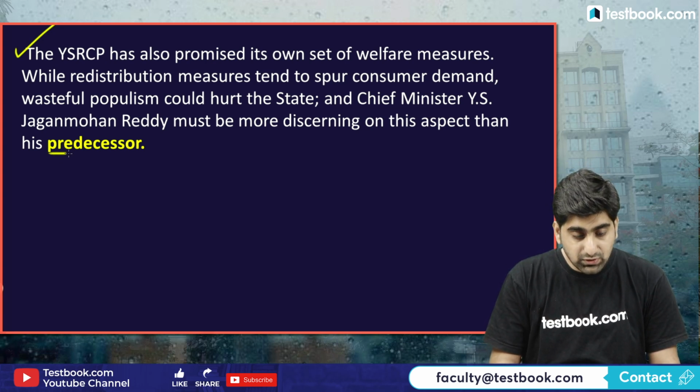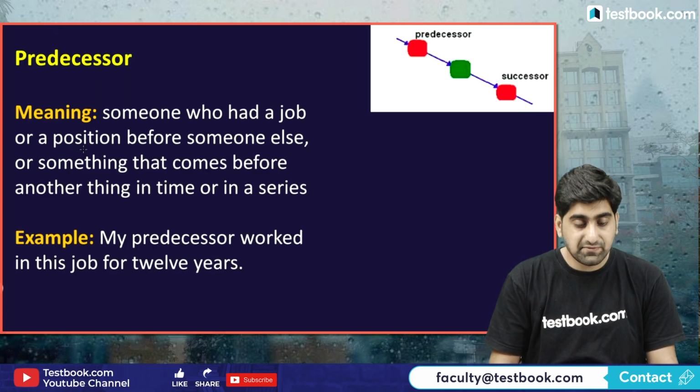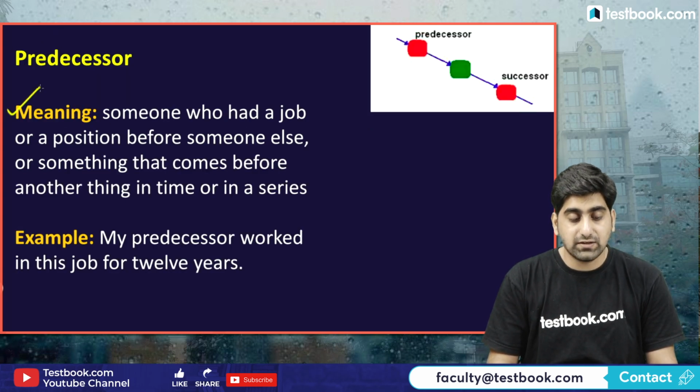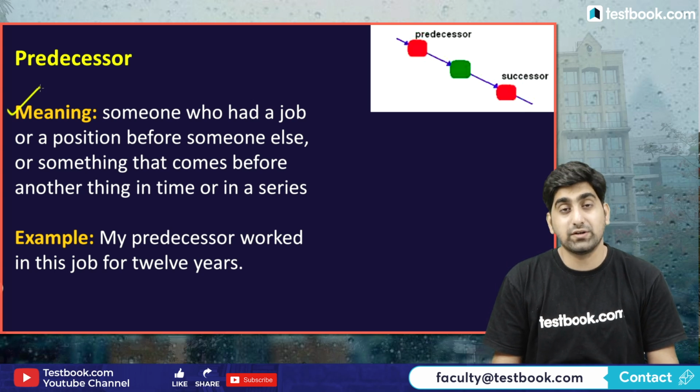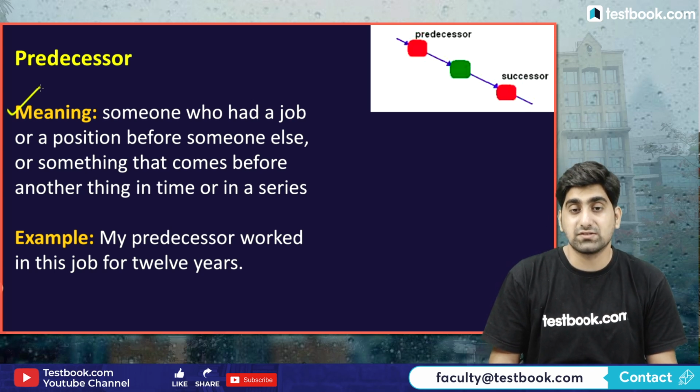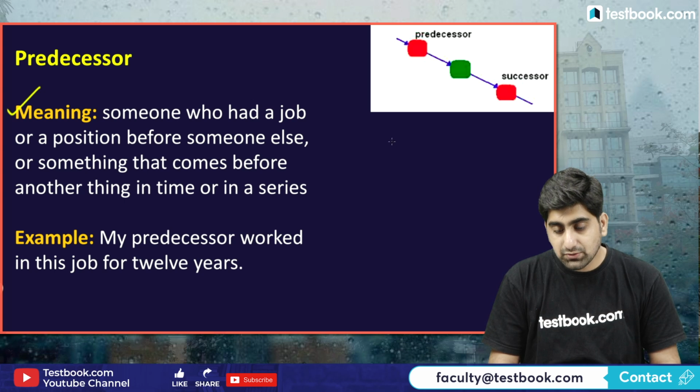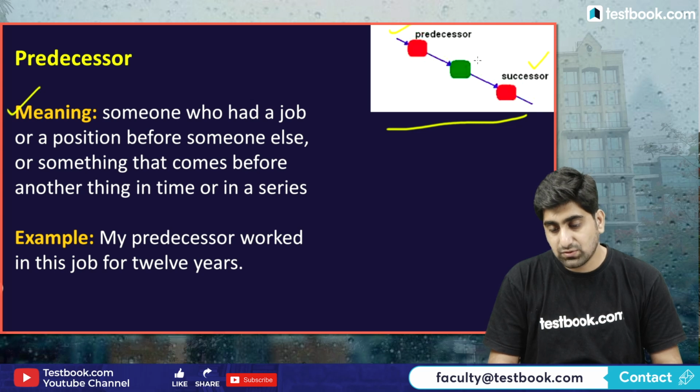If you see, the word predecessors refers to someone who had a job or a position before someone else, or something that comes before another thing in time or in a series. So here you can see the two terms. First is successor and the second is predecessor. So focus on the present, that is green.